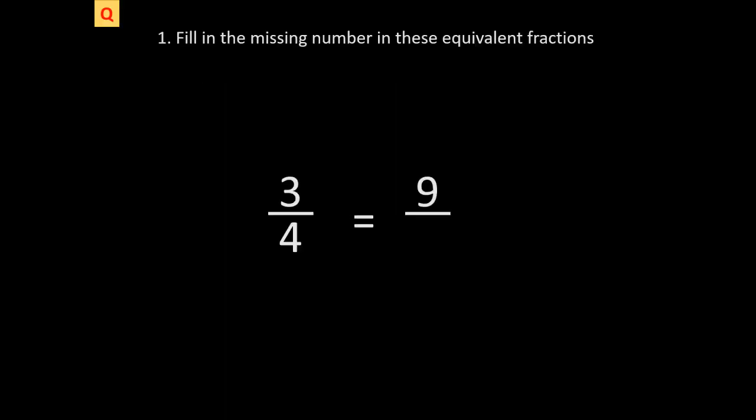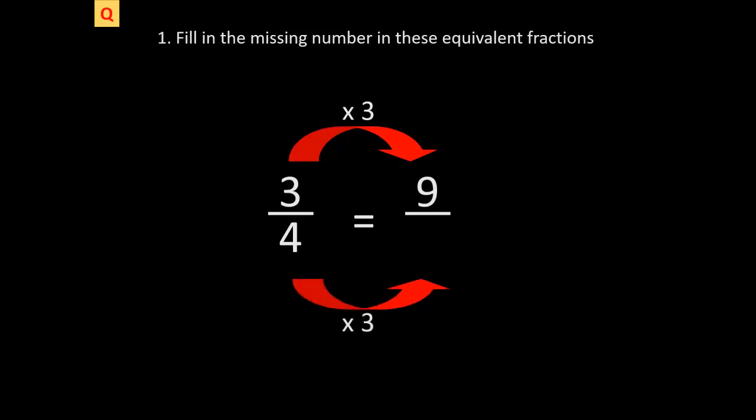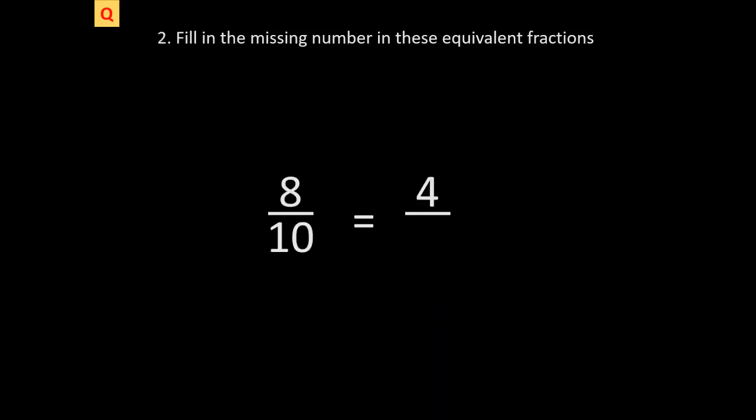Okay, now there's an exercise in your workbook. We're going to do the first 2 together, and then you can have a go at the rest. So let's see what's happened here. It says fill in the missing number in these equivalent fractions. What have we done to that 3 to turn it into 9? We've multiplied it by 3. So for equivalent fractions, we must do the same to the bottom. So we times the 4 by 3, and we get 9/12. So 3 quarters and 9/12 are equivalent fractions.